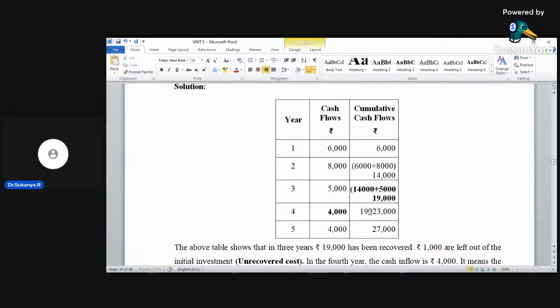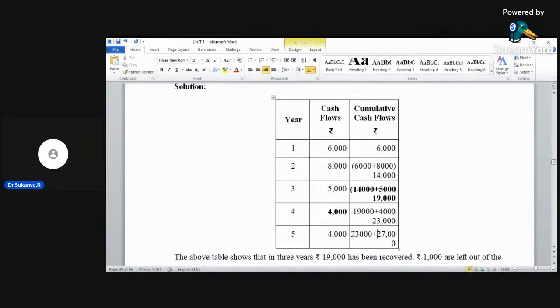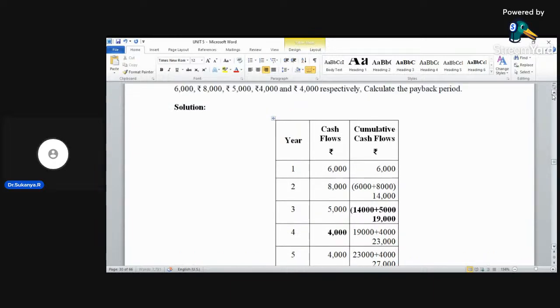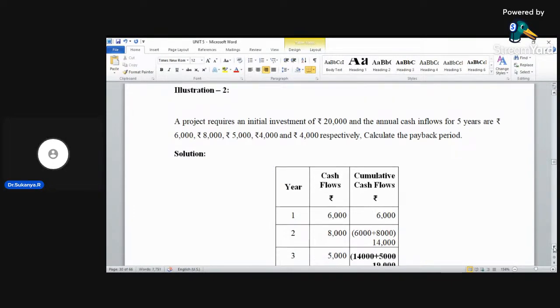Again, it will be 19,000 plus 4,000. So this comes to 23,000. And the last year it will be 23,000 plus 4,000. So it comes to 27,000. Now, dear students, what you need to do is, first of all, look at what is the original investment. So the original investment is 20,000 rupees.